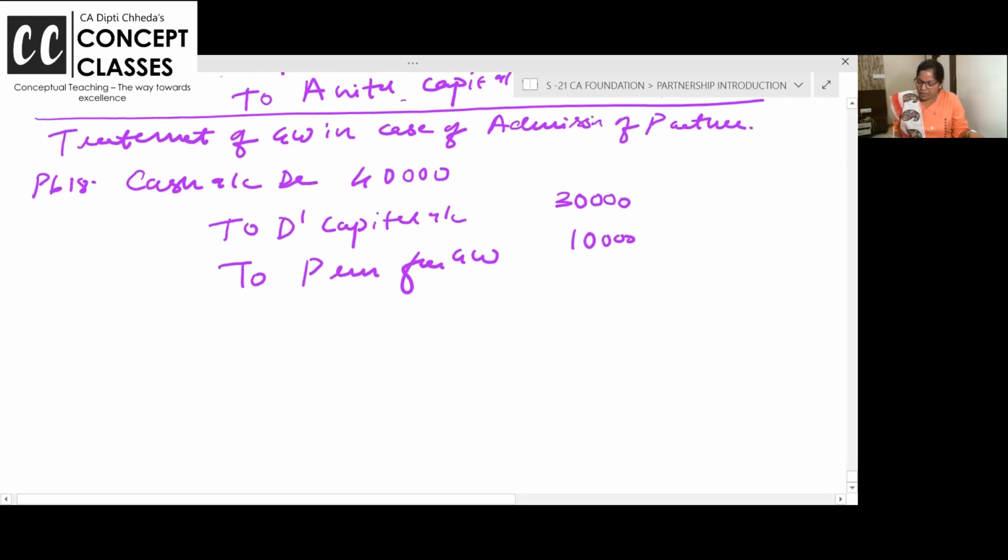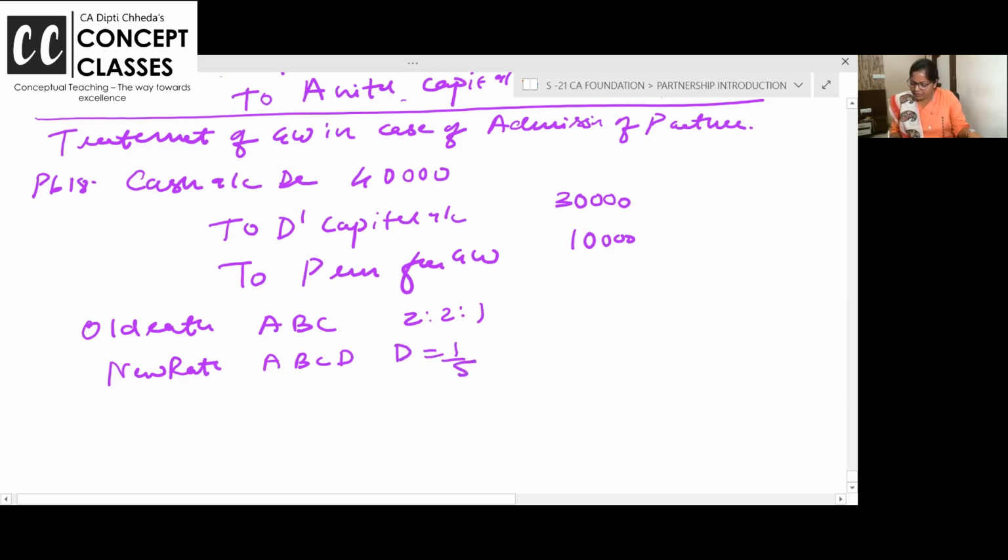Now, the premium for goodwill we have to give to old partners in the sacrificing ratio. Before I start writing journal entries, do the working first: old ratio and new ratio. What is the old ratio of A, B, and C? 2:2:1. New ratio of A, B, C, D. So D has entered with 1/5 share.